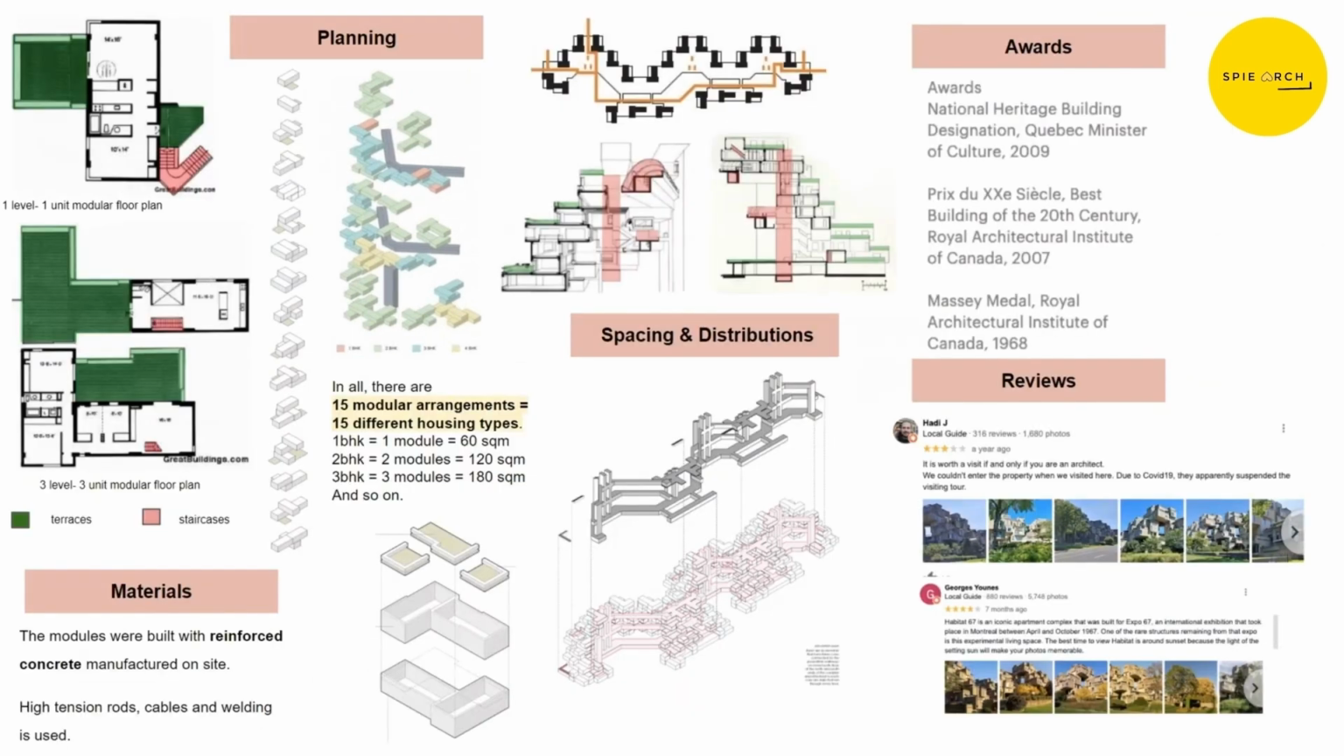Another fascinating thing about this project is that it is prefabricated and reinforced, manufactured on site. Then there are 15 modular arrangements that form different housing types. Each module is given an area of a factor of 60 square meters. That way we have 4 BHK, 2 BHK, 3 BHK, and 1 BHK housings. This project has also won certain awards and is a popular site among architecture lovers.